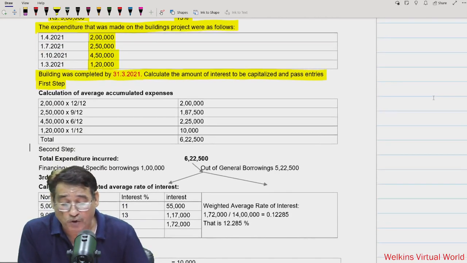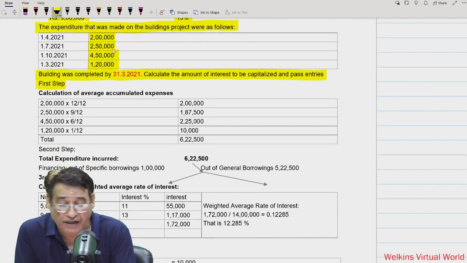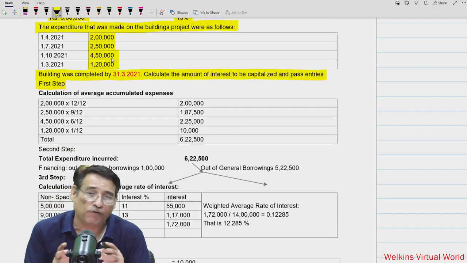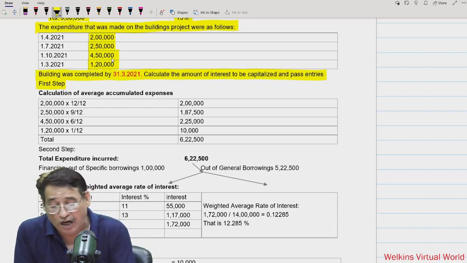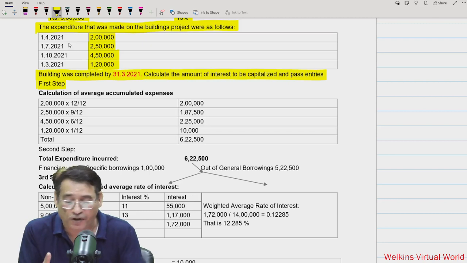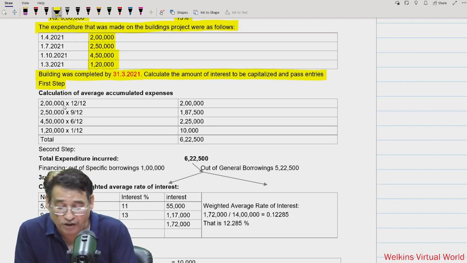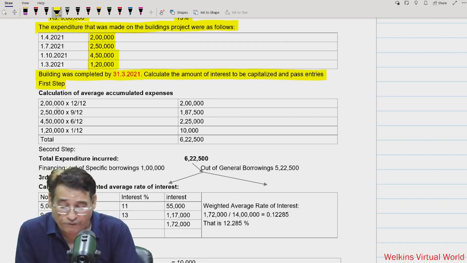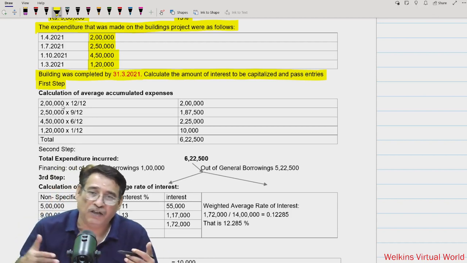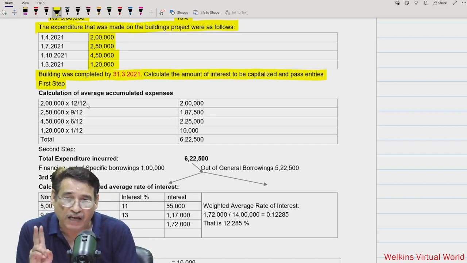For example, the total amount which we spent on construction of the building in the current year, if I add all these items, 2 lakh, 2 lakh 50, 4 lakh 50, 1 lakh 50, it will tell me the actual amount we spent in the construction of the building. However, the spending was on different dates. For example, on 1/4/2021, we spent 2 lakh. So I have written here 2 lakh into 12 by 12. That means if I divide 2 lakh by 12, I get the average expenditure of 1 month. Because ultimately I have to see it in the light of the entire current year, which is 12 months. So 2 lakh divided by 12 is the average expenditure of 1 month.